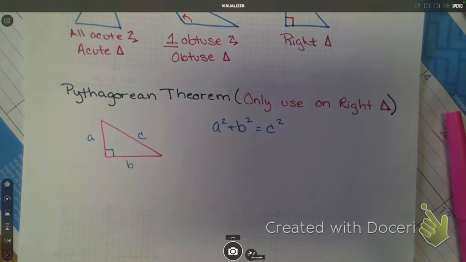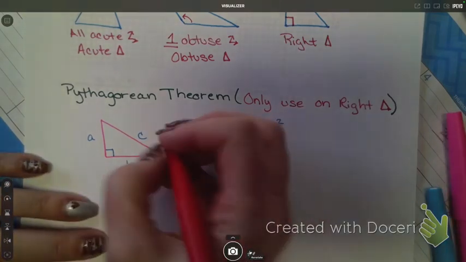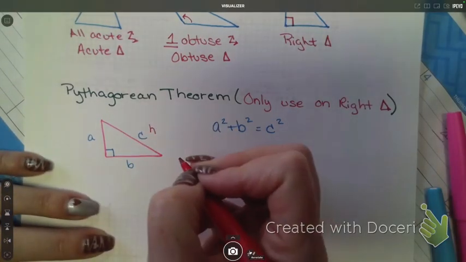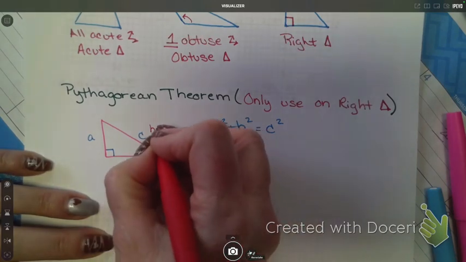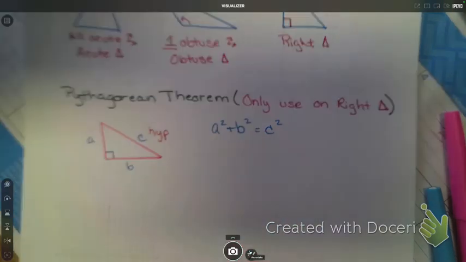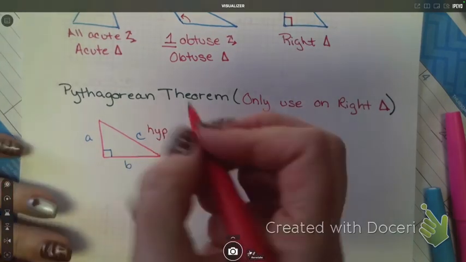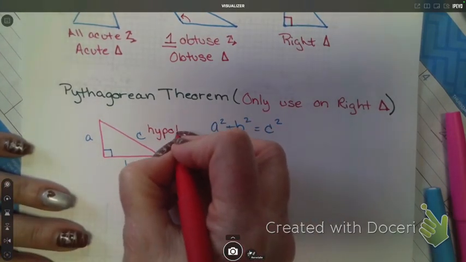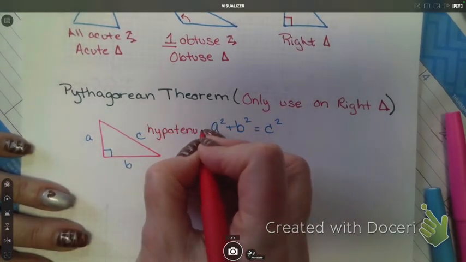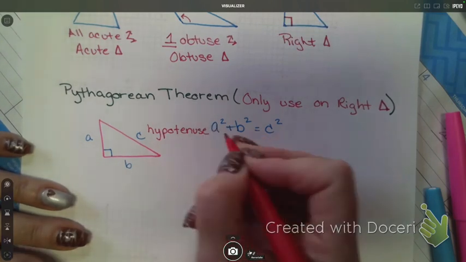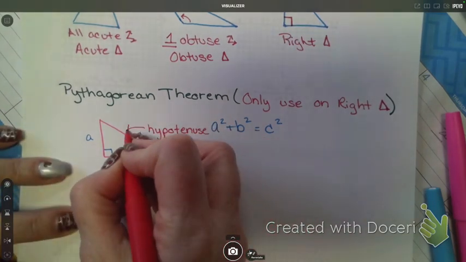Describe the placement of c. It's opposite of the 90-degree angle. It is called the... hypotenuse. Yes, see, I was close. Okay, the hippo thing. So what are a and b?